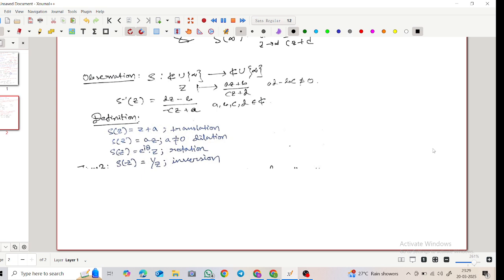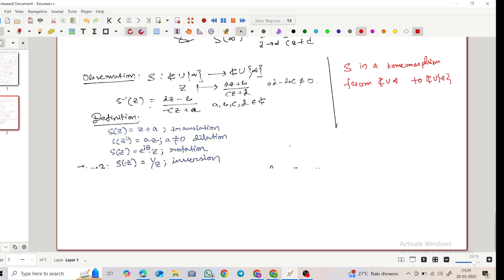The definition is clear. First of all, observe that S is a bijection. So S is a homeomorphism from C union infinity to C union infinity, with this being the inverse, okay?